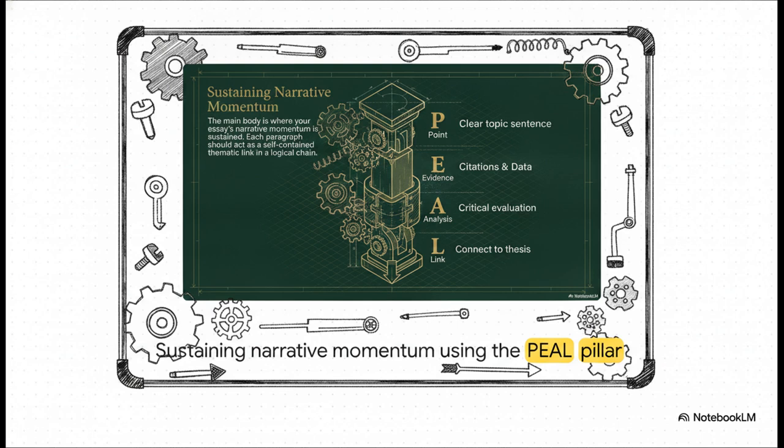The E brings in the evidence, your hard citations and data. The A is analysis, where you jump in and provide a critical evaluation of what that evidence actually means. And the L is the link, where the gears turn and physically connect everything back to your main thesis. Listen, if you treat every paragraph like a self-contained, interlocking mechanical pillar, your logical chain is never, ever going to break under scrutiny.